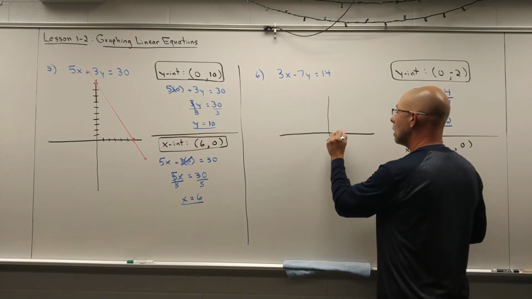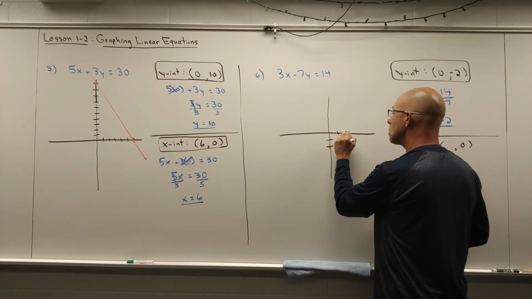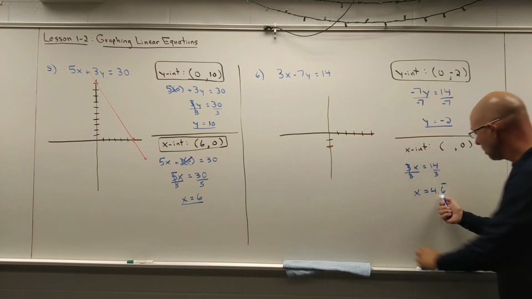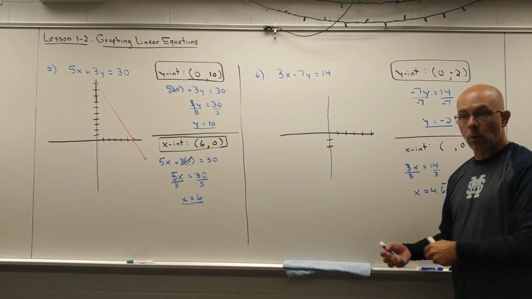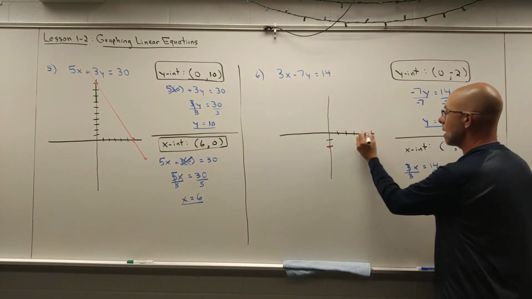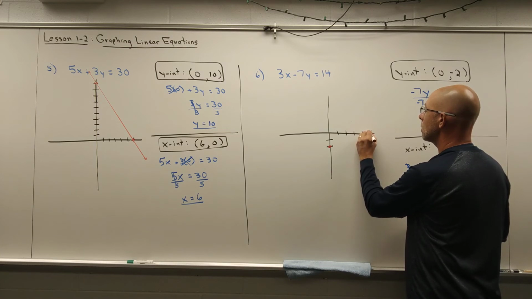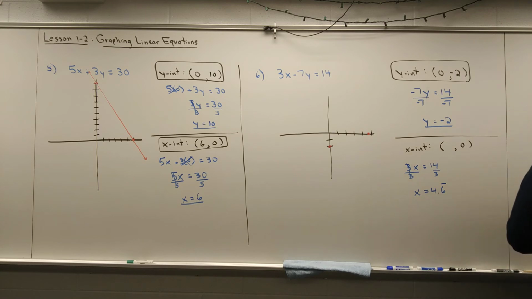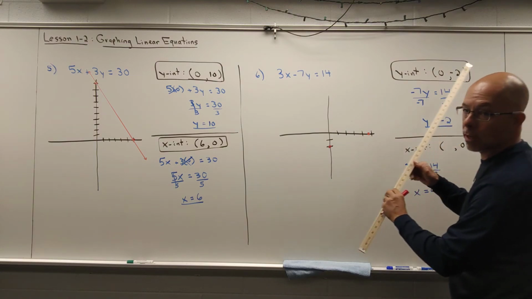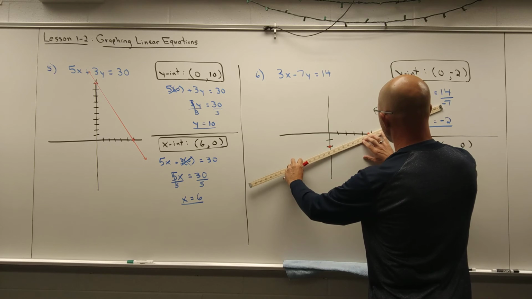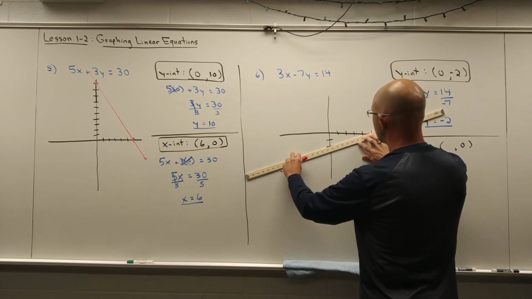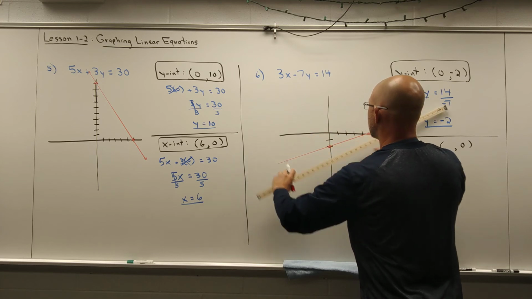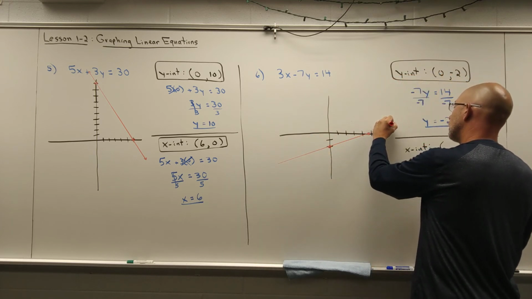So if I go to 1, 2, 3, 4, 5, 4.6 repeating, almost 4.7 is more than halfway. So we're going to say about in that neighborhood right there. And there's 2 points, an x-intercept and a y-intercept to draw this line. And there it is.